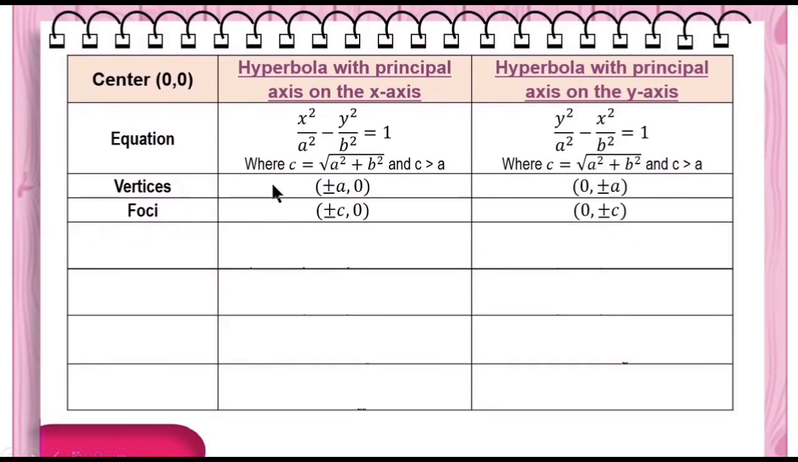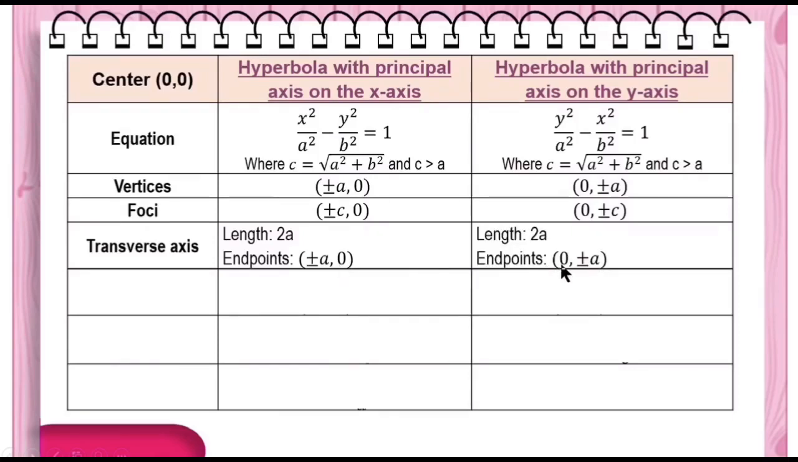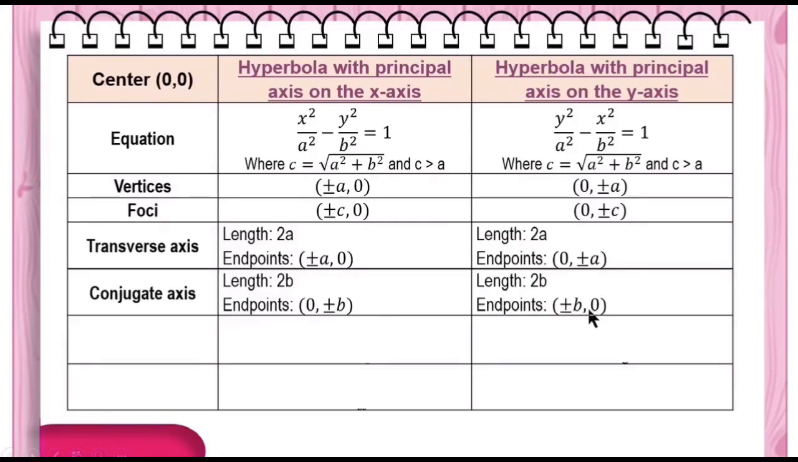Remember, kung nasaan ang vertices, nandun ang foci. Kaya kung nauuna ang value ng A sa vertices, nauuna din ang C sa foci bago 0. Recall that transverse axis is a segment joining the vertices. Thus, its endpoints are plus and minus A, 0 or 0, plus and minus A, which are the vertices, and the length is 2A. On the other hand, the endpoints of the conjugate axis are 0, plus and minus B if the principal axis is the x-axis, and plus and minus B, 0 if the principal axis is the y-axis, and the length of conjugate axis is 2B.